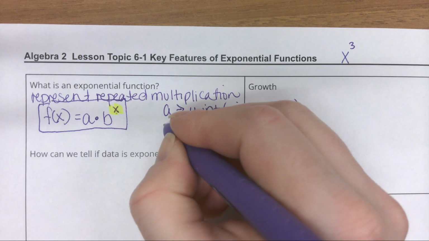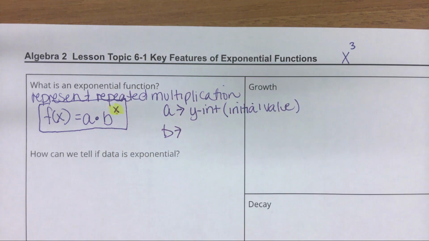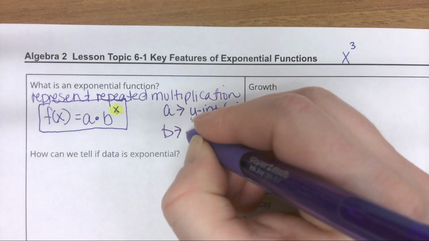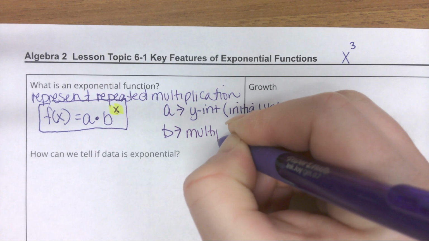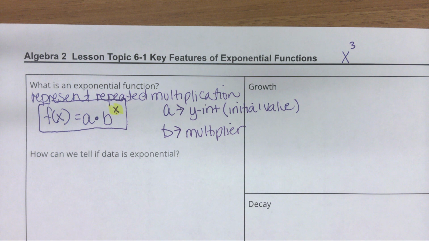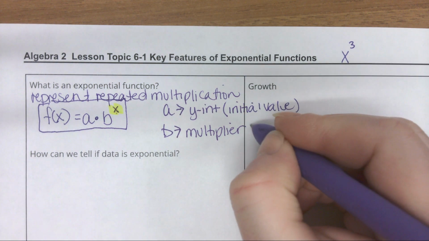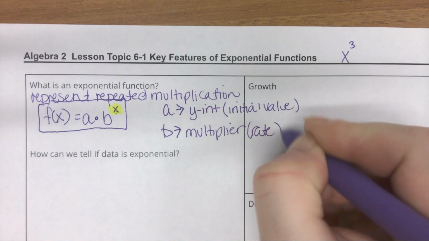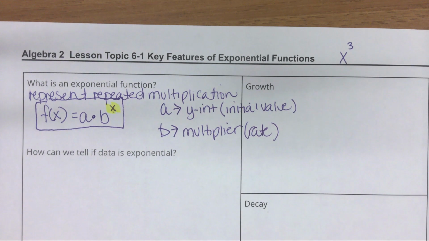B is our constant multiplier. Sometimes it's called a multiplier rate, for instance, when it's a percentage. Okay, we'll talk about how we change that tomorrow.